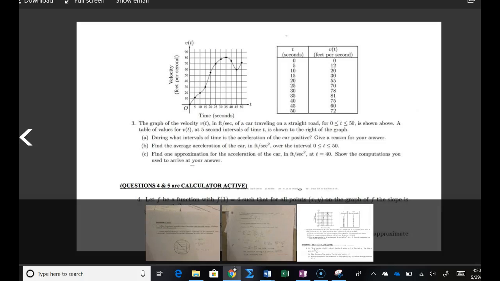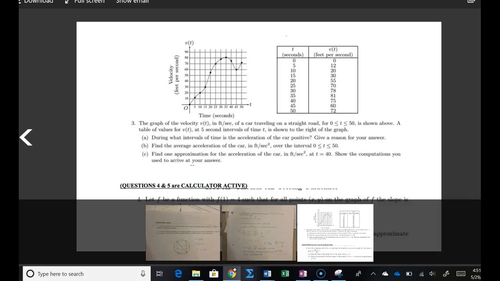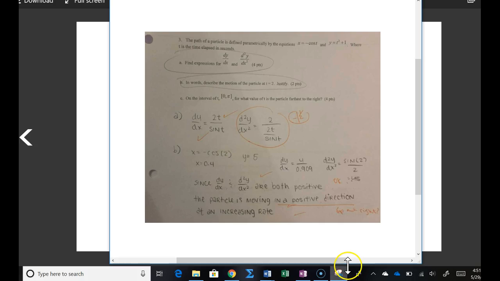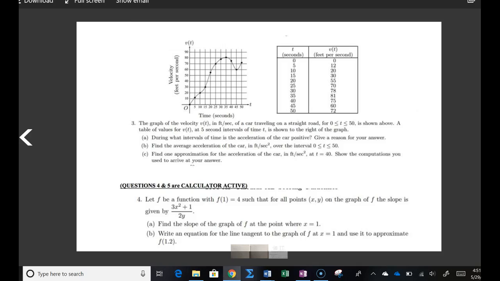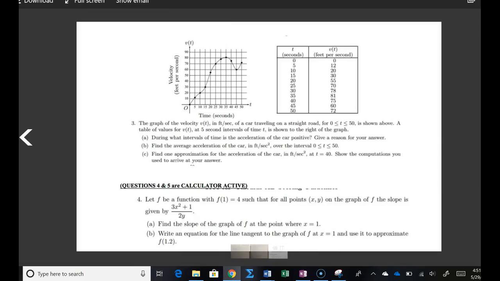4B says, let f be a function with f(1) equals 4, such that for all points on the graph of f, the slope is given by, so this is the derivative, that little expression. Write the equation for the line tangent to the graph of f at x equals 1.